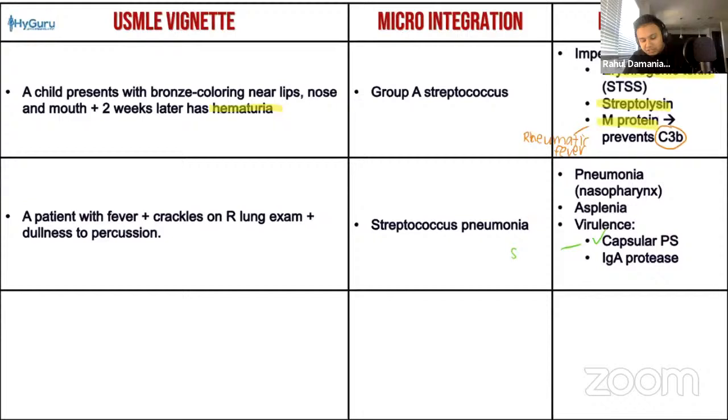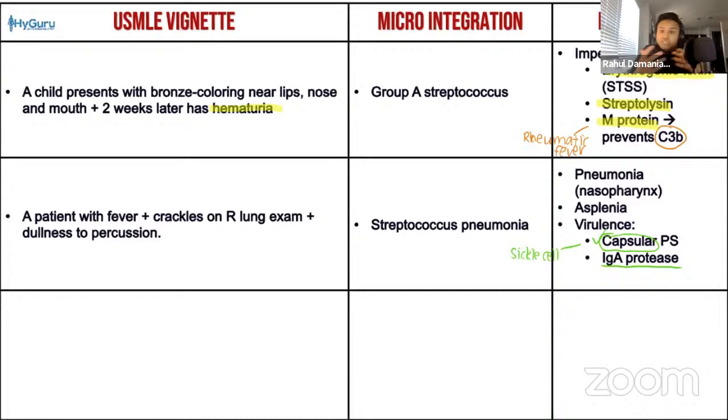Because remember, sickle cell patients are going to be functionally or anatomically asplenic. And thus, they are going to be susceptible to bacteria which have capsules, strep pneumo being one of them. And the USMLE loves for you to know that the spleen protects against encapsulated organisms. So no spleen, no protection against microbiological diseases like strep pneumonia. Strep pneumonia also has an important virulence factor called the IgA protease.